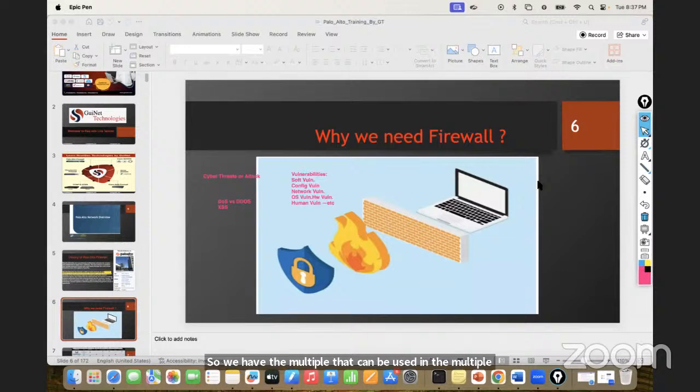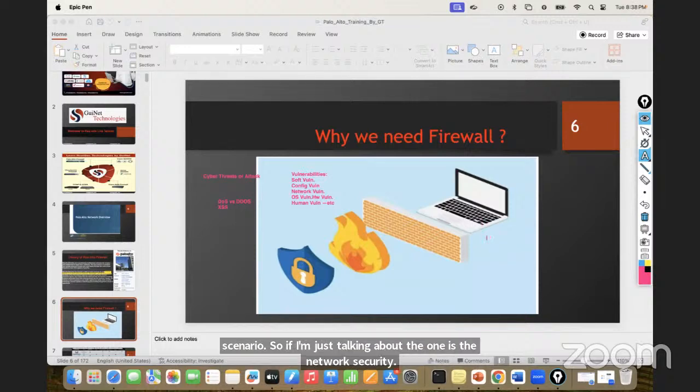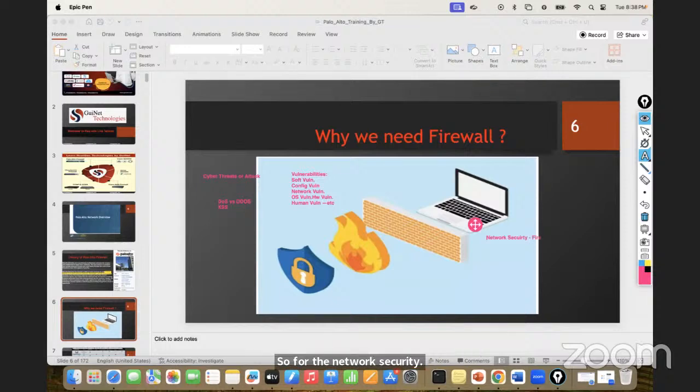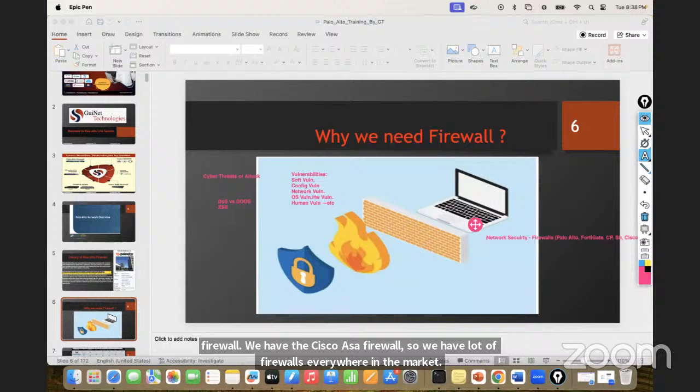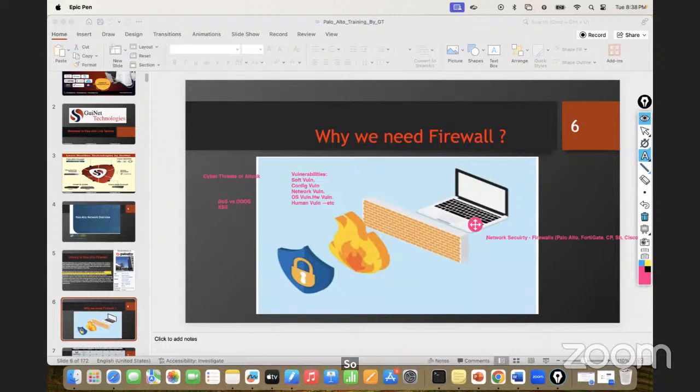If I'm talking about one, it is network security. For network security, we have firewalls. What firewalls do we have? We have Palo Alto firewalls, FortiGate firewalls, Checkpoint firewall, Sophos firewall, and Cisco ASA firewall. So we have a lot of firewalls available in the market. These firewalls have the primary responsibility to secure your networking infrastructure.